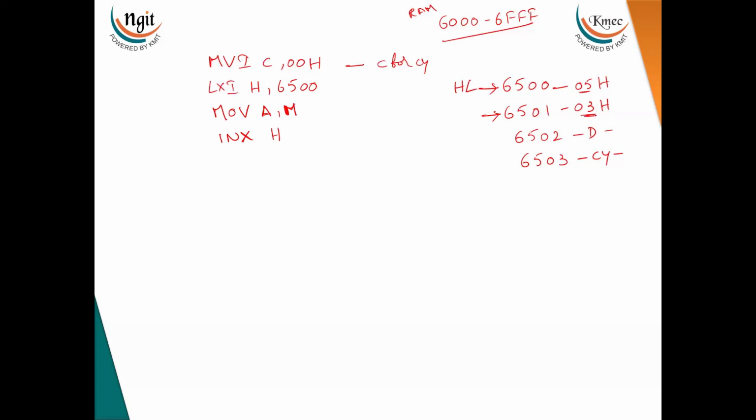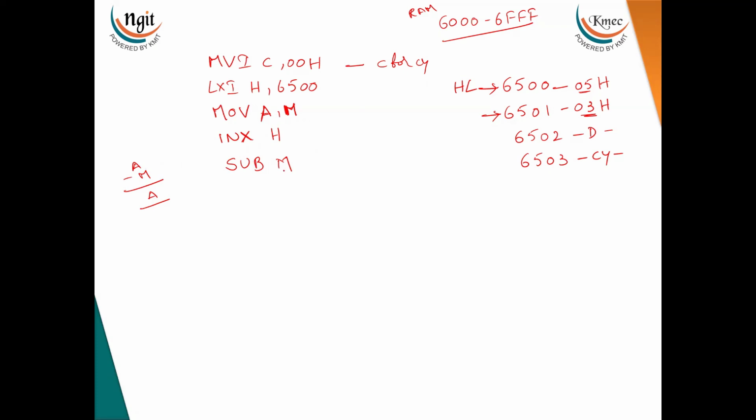Now in this location 03 is there, that I have to subtract from the accumulator. So I have to use SUB M. SUB M means the HL pair is pointing to this location, where 03 is there. That 03 I am subtracting from the accumulator content. The M is subtracted from A and the result is again stored in A. The difference is stored in A.